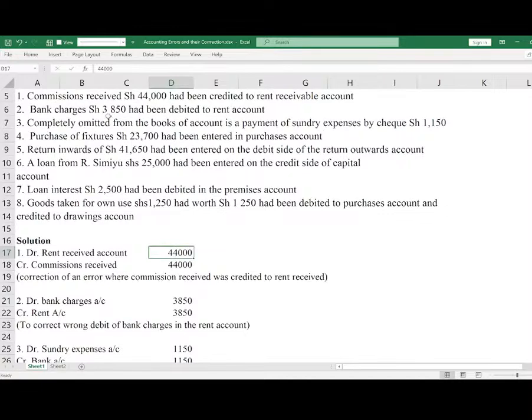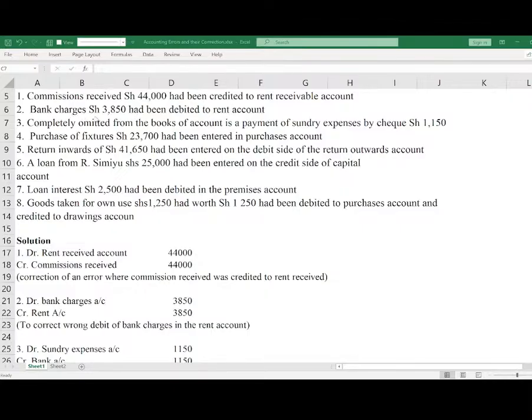Number 2, we are told bank charges of 3,850 had been debited to rent account. So the charges are being debited to the rent account. What we are going to do here is debit the expense. So we debit the bank charges of 3,850, and then we credit the rent account which had been debited.